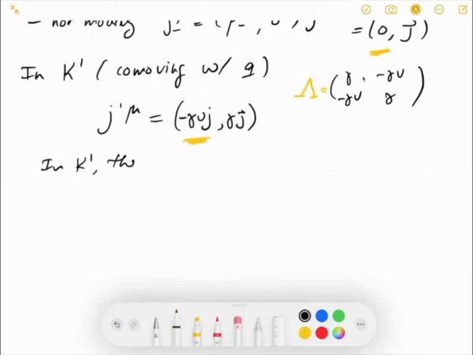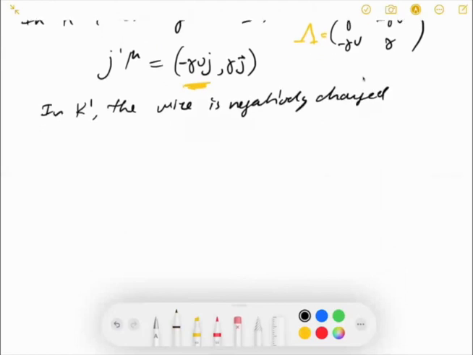The wire is negatively charged. So what does that mean? Well, we have the wire here. There's still current, but that's not what we're talking about. We're talking about the fact that now this thing is negatively charged.